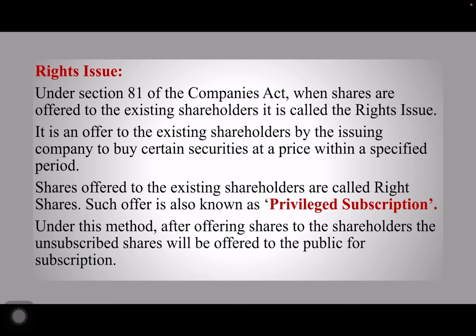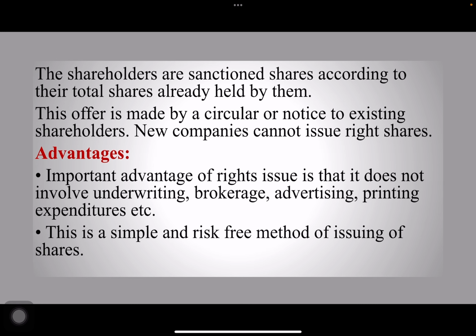It is an offer to the existing shareholders by the issuing company to buy certain securities at a price within a specified period. Shares offered to the existing shareholders are called rights shares. Such an offer is also known as privileged subscription. Under this method, after offering shares to the shareholders, the unsubscribed shares will be offered to the public for subscription, but usually it never happens. The shareholders are sanctioned shares according to the total shares already held by them. This offer is made by a circular or notice to the existing shareholders.